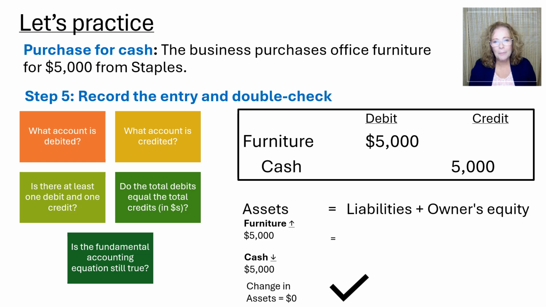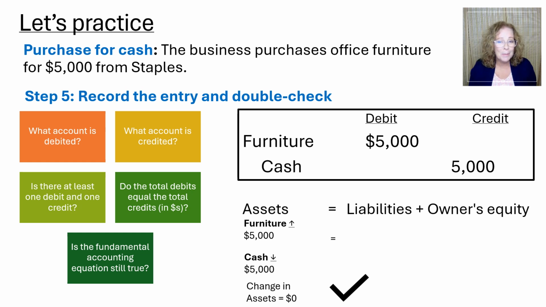In step 5, we can now record the entry. We debit the furniture account for $5,000 and we credit the cash account for $5,000. And as the final part of step 5, we double check our work.